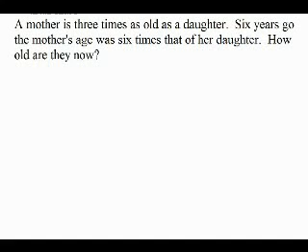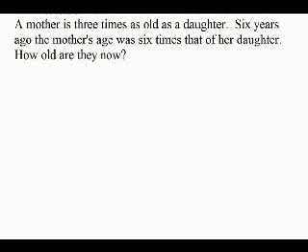Let's look at another example that involves two unknowns. So here we're told a mother is 3 times as old as a daughter. 6 years ago, the mother's age was 6 times that of her daughter. How old are they? Well, again, the first question you're going to ask yourself is, if I could know one of these pieces of information, which one would I want to know? I would want to know the daughter's age, because if I knew the daughter's age, we could very quickly calculate what the mother's age is.